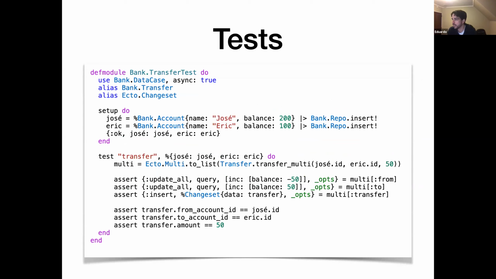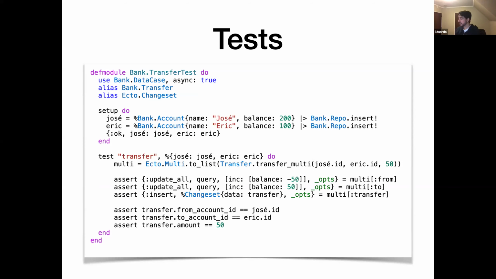So I have Jose and Eric here, and I want to do a transfer. I'm calling this function called Ecto.Multi.to_list, which basically transforms the multi that we built into a list of operations. I'm then doing an assertion and saying, hey, I want to check that multi from looks more or less like this, multi to looks more or less like this, and my insert will be a changeset, which is also a term of what is a change in Ecto. And it will have a data, and the data will be a transfer, and I can assert that the transfer is like this.